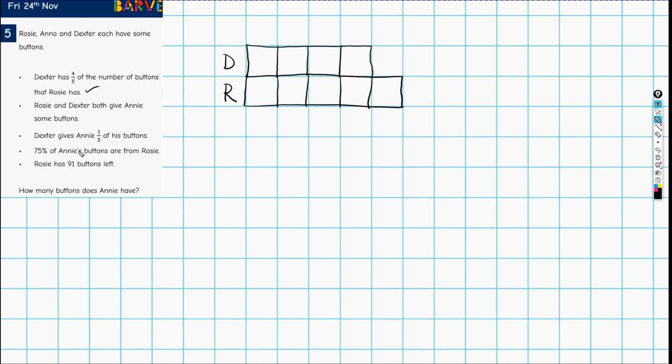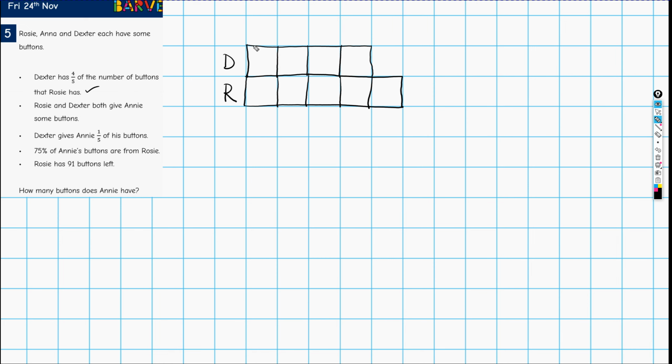Rosie and Dexter give Annie some buttons. Dexter gives Annie 1/5 of his buttons. Now, Dexter's bar, although we spoke about fifths when we did this bit, is not split into fifths. If you look at it on its own, it's split into quarters, into fourths. So we need to think of what the least common multiple is of 4 and 5, which is 20. So we need to split Dexter's bar into 20 parts, which means splitting each of these quarters, as it were, into 5.